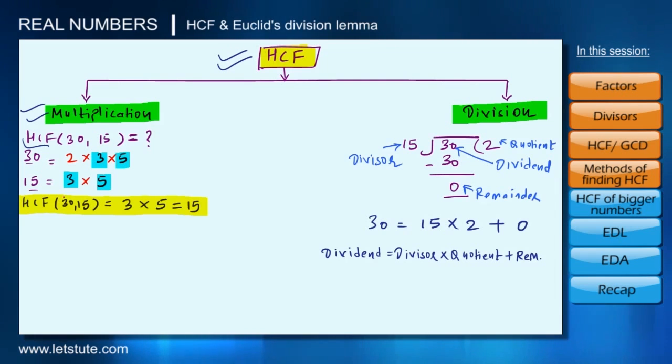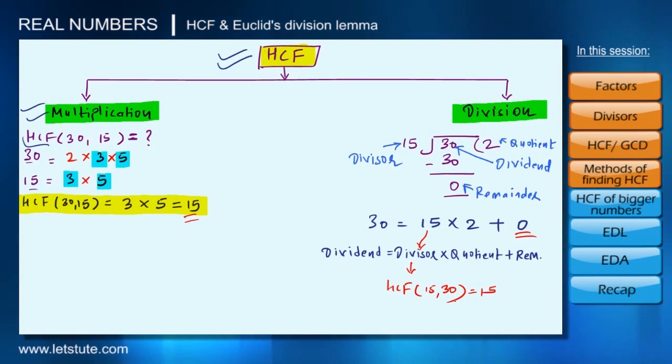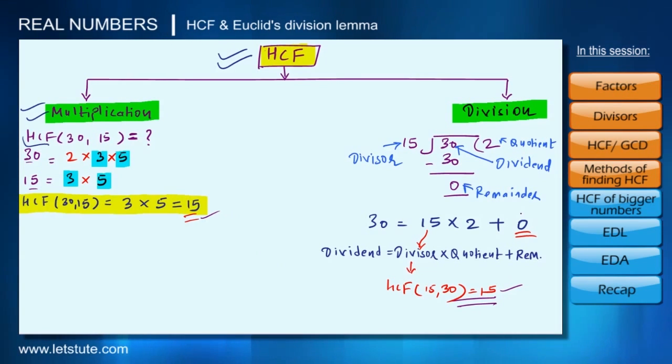So from multiplication method we know that the highest common factor of 30 and 15 is equal to 15. So here also 15 should be the highest common factor. And here 15 is nothing but the divisor of 30. So here we conclude that in division method whenever we divide any two positive integers and if we get remainder equal to 0, then we consider the divisor as the highest common factor of those numbers. So we can see we have got the same answer by both the methods, but this was the case where the remainder was equal to 0.